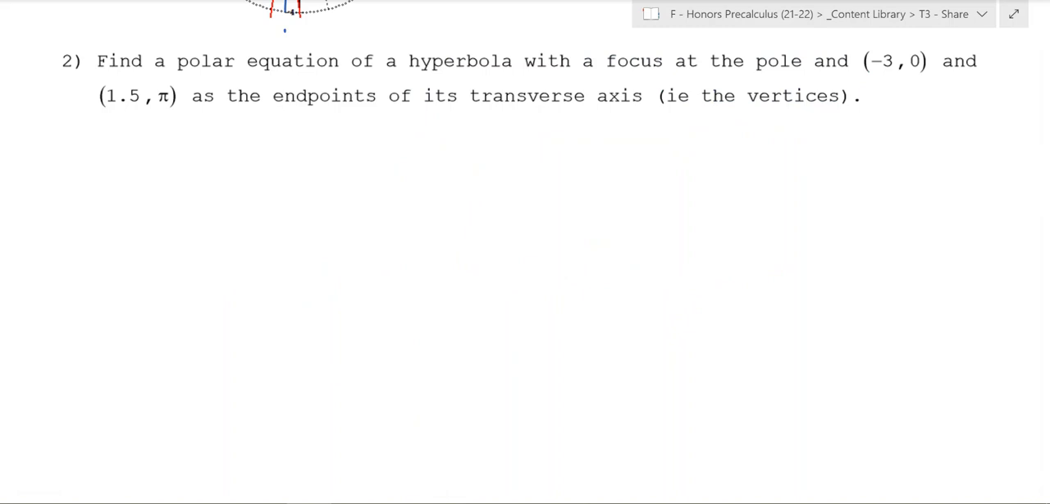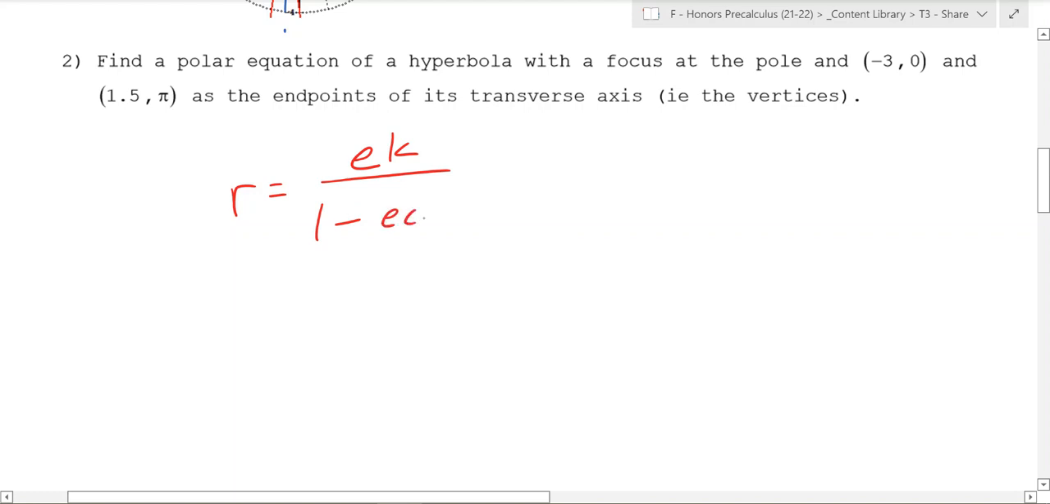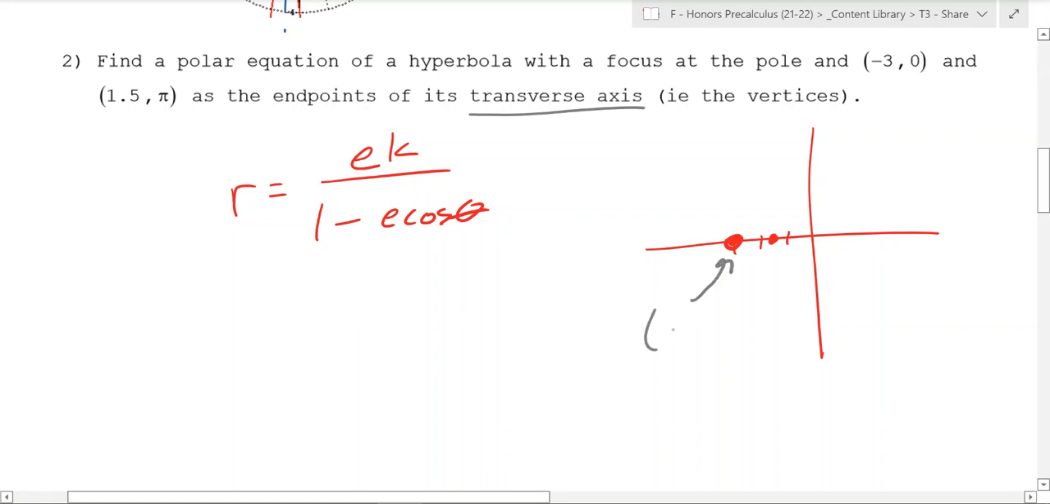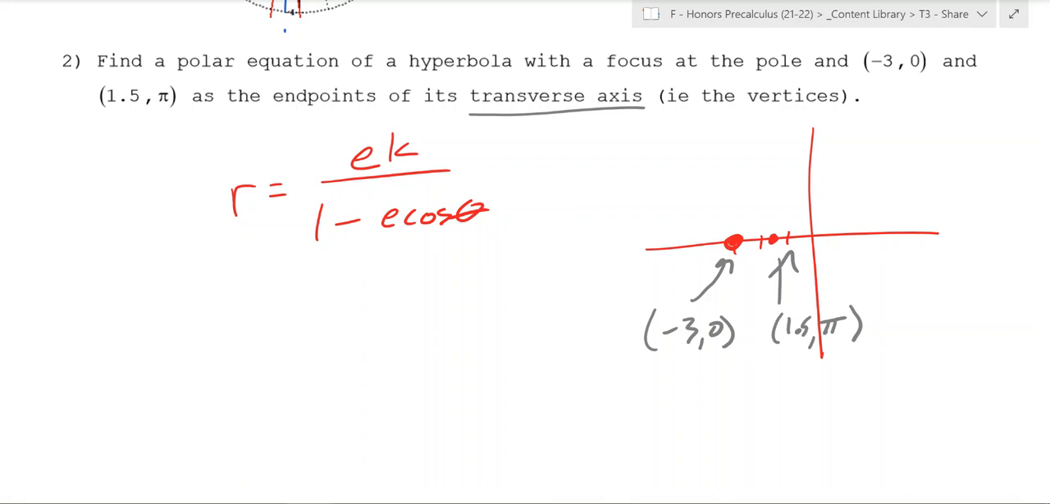So let's find a polar equation of a hyperbola, and it gives us the focus at the pole, which makes our math easier, and (-3, 0) and (1.5, pi) as endpoints of its transverse axis. So again, we end up with this equation: r is equal to ek over 1 minus e cosine theta. Because it gives us the 2 points for the endpoints of its transverse axis, which is where the vertices are going to be, this point right here is (-3, 0), and that point right there is (1.5, pi). Remember, those are in polar form.